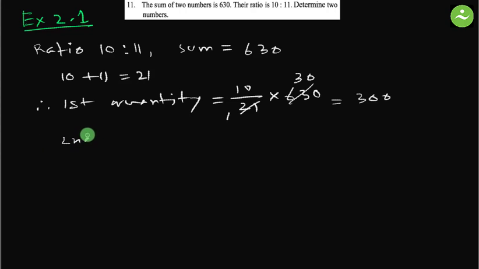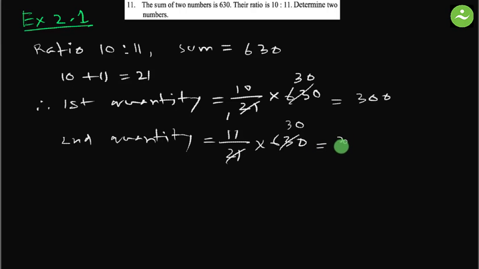Second quantity equals 11 by 21 multiply total amount or sum 630. Now simplify, divide both by 21. This is 30, 330. So the two numbers are 300 and 330.